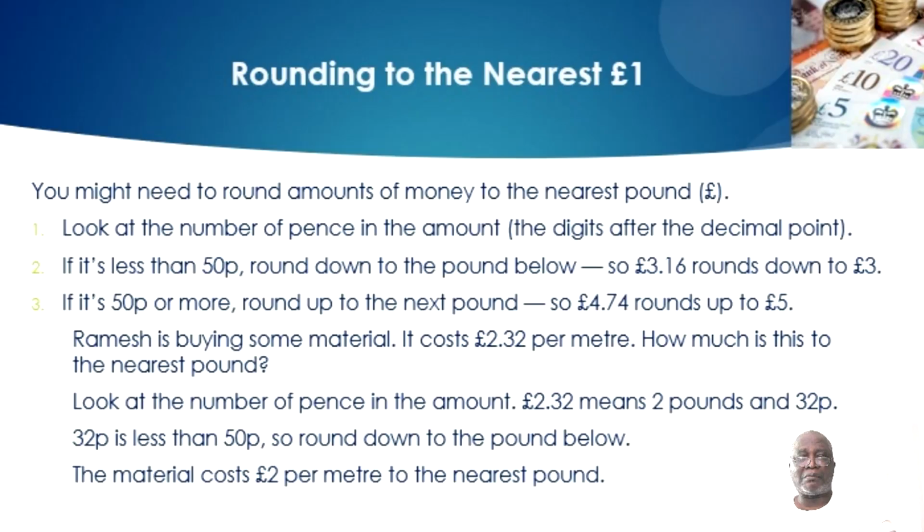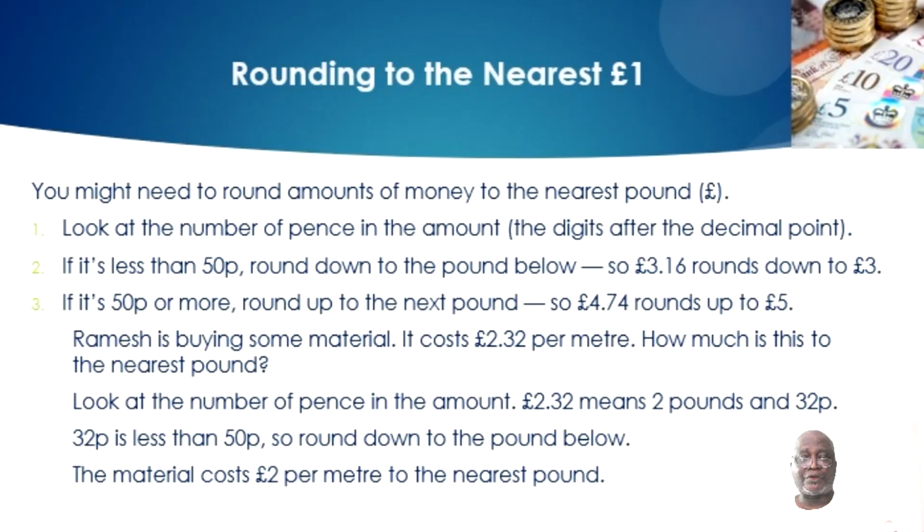You might need to round an amount of money to the nearest pound. And in this case, you look at the number of pence in the amount. The digits after the decimal point are important. If it's less than 50p, round down to the nearest pound below. So £3.16 rounds down to £3 only. If it's 50p or more, round up to the next pound. So £4.74 rounds up to £5.